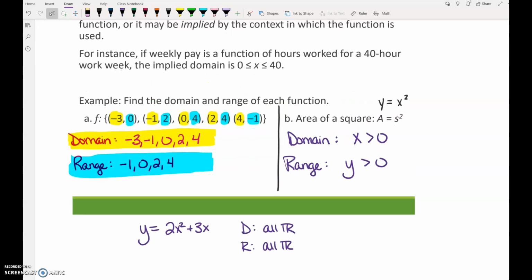But notice up here it says, if weekly pay is a function of hours worked for a 40-hour work week, the implied domain is 0 less than or equal to x less than or equal to 40, because theoretically you're not working more than 40 hours per week, but you're not working less than 0 hours. So your domain has to be somewhere between 0 and 40. And then your range would be something between 0 or bigger than 0.